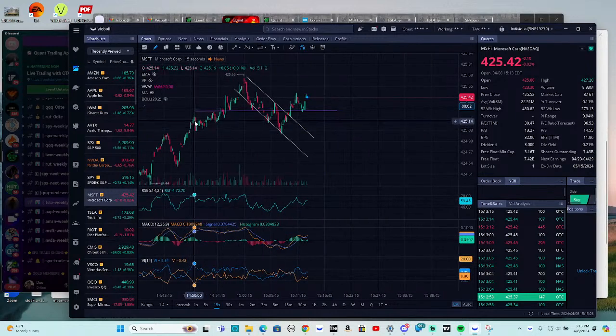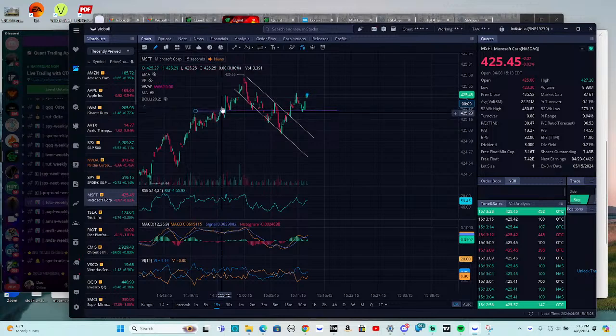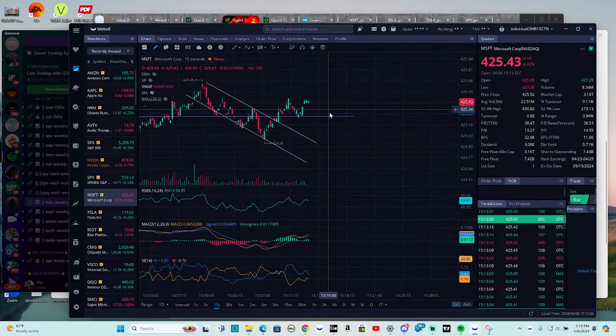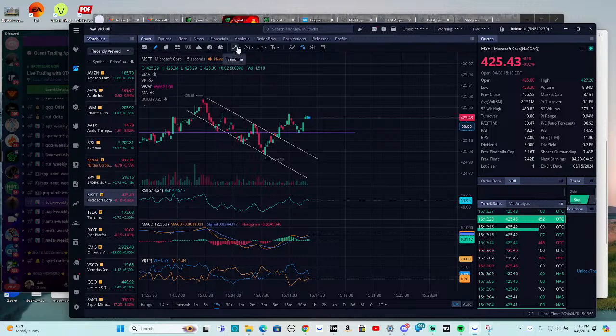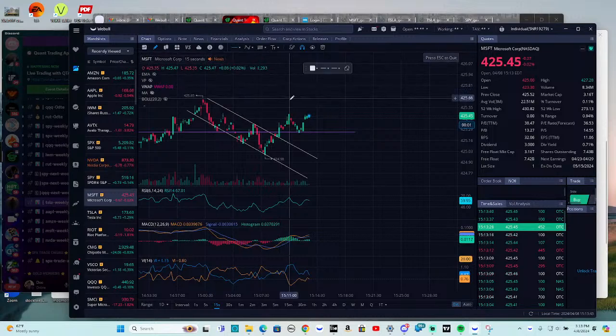Right? Resistance, resistance, resistance. Broke, retested. This is a strong line. Support, broke it, tested it, broke it, and so on. You see what I'm saying? Now this is our good support. Where do we have to break next? We have to break 425.65.